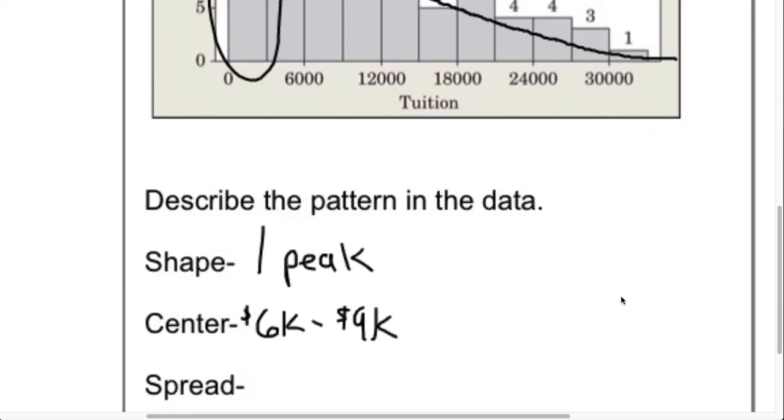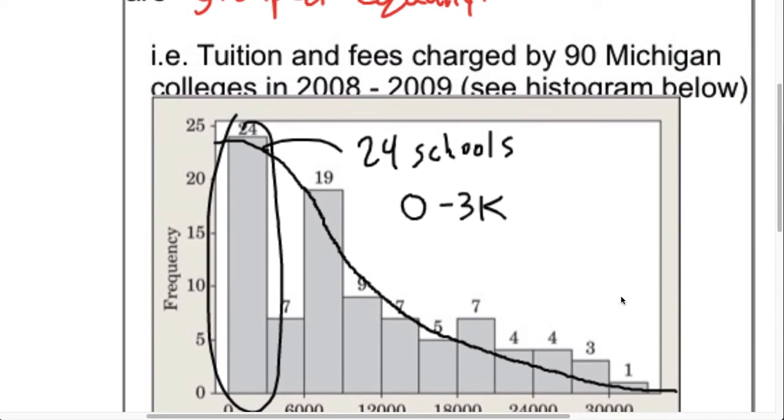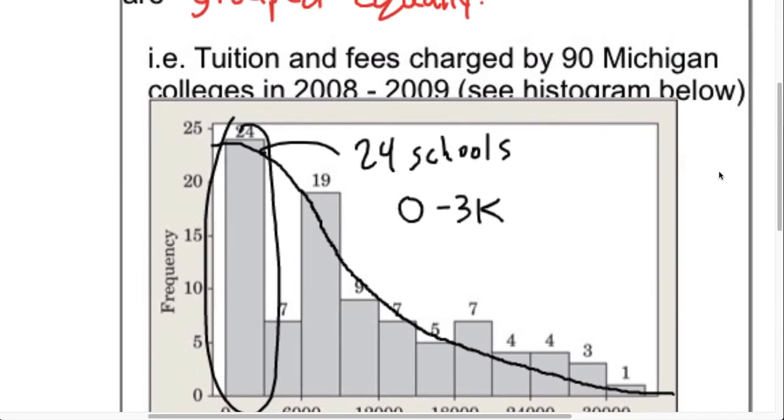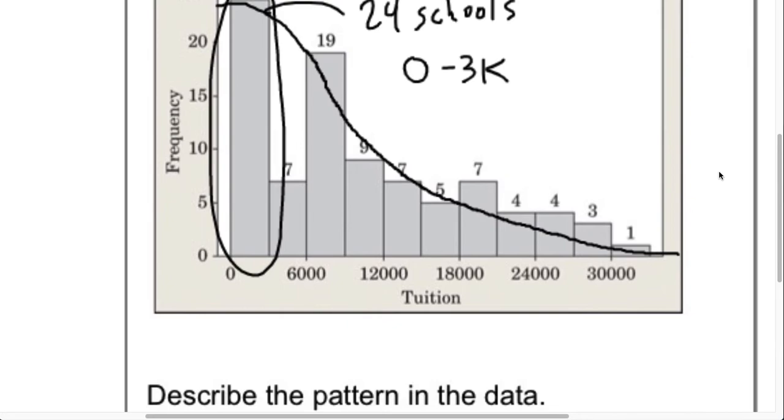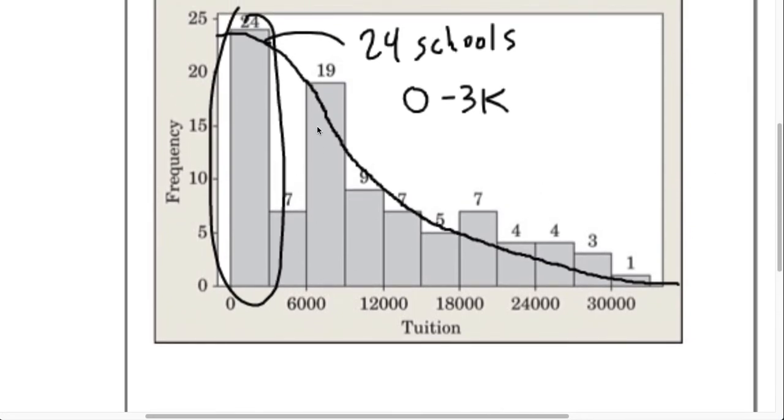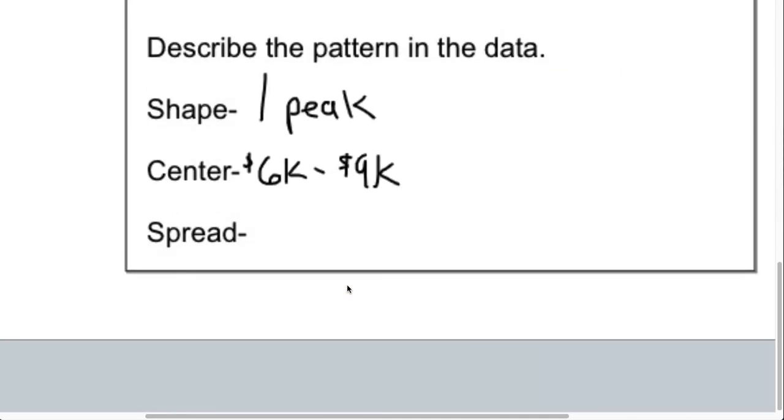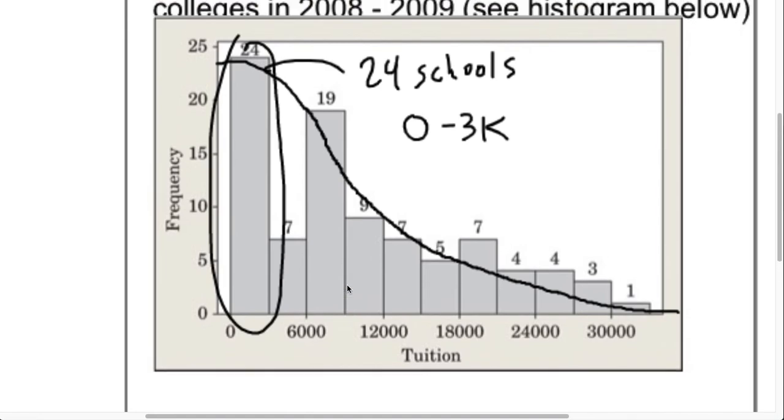Okay. Again, there are 90 schools, so the middle data point would be the 45th school. And although we don't know exactly where, the 45th school falls somewhere in this bar, and so that's the $6,000 to $9,000 bar. Okay. And then the spread.